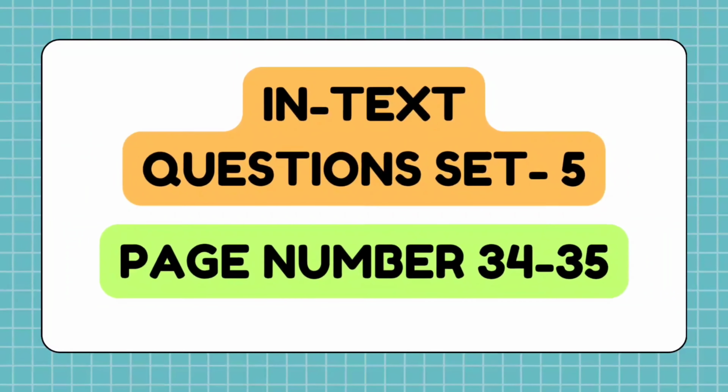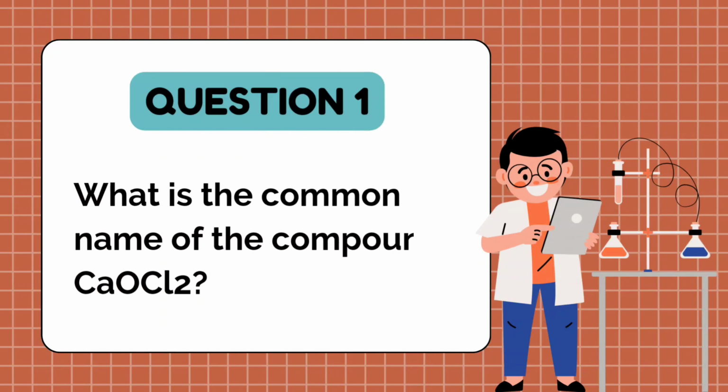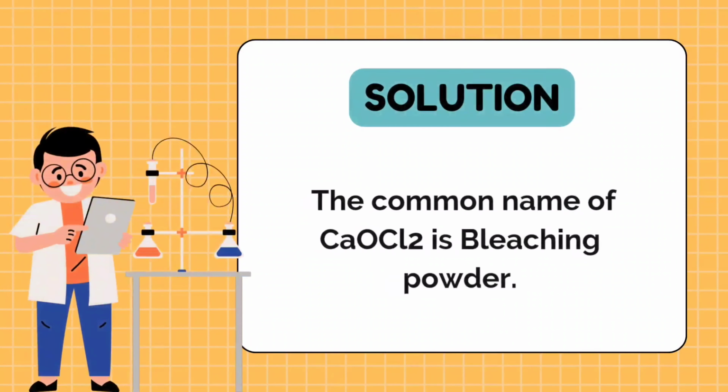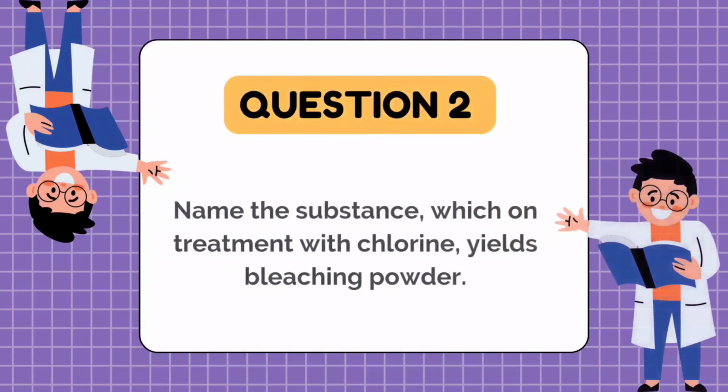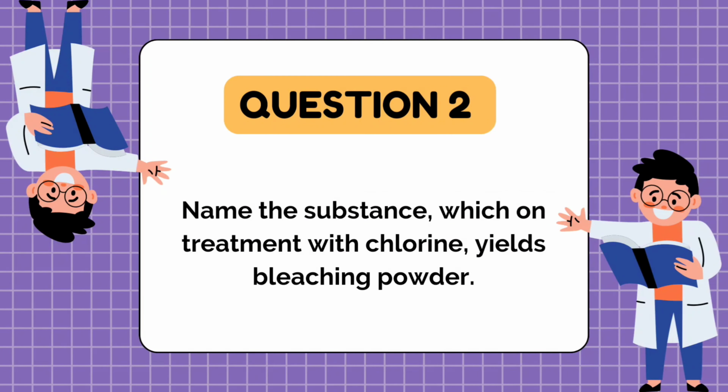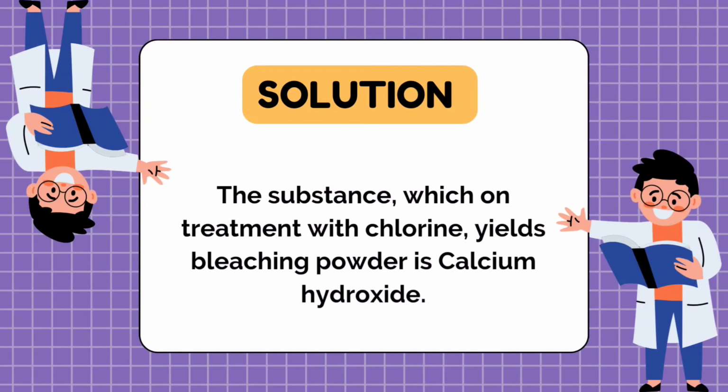In-text questions, set 5, page number 34 to 35. Question 1. What is the common name of the compound calcium hypochlorite? Solution. The common name of calcium hypochlorite is bleaching powder. Question 2. Name the substance which on treatment with chlorine yields bleaching powder. Solution. The substance which on treatment with chlorine yields bleaching powder is calcium hydroxide.